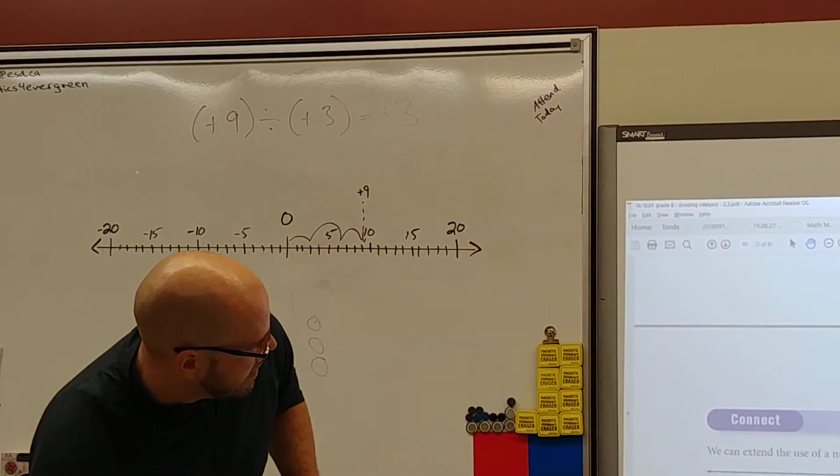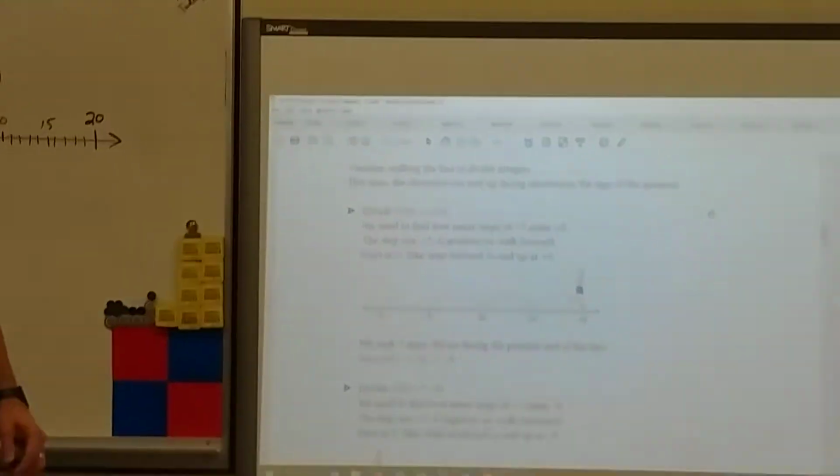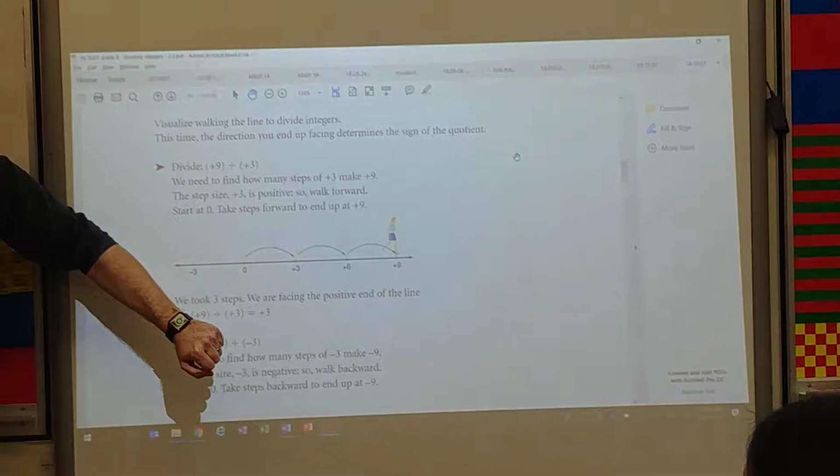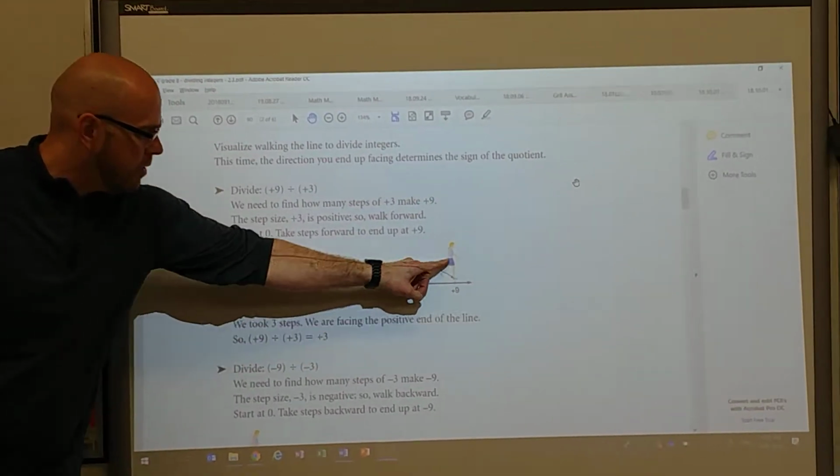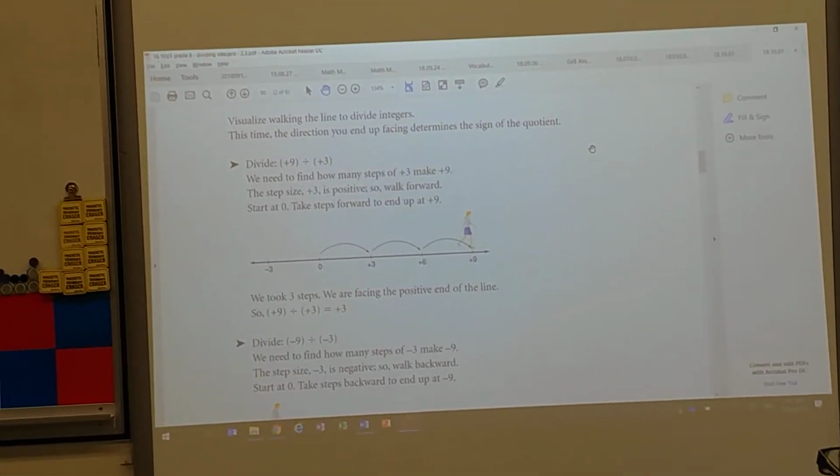So let's look at another example here. If you look here, here's another representation of 9 divided by 3. You can see she hopped 1, 2, 3 to get to the positive 9.